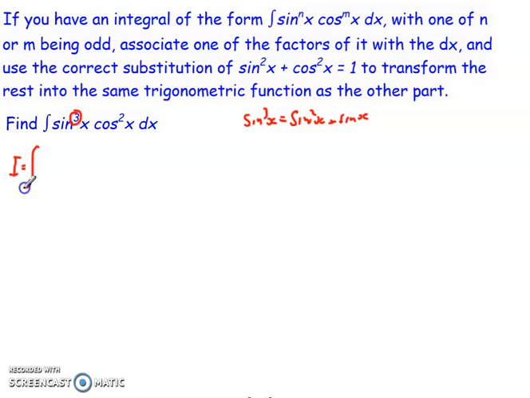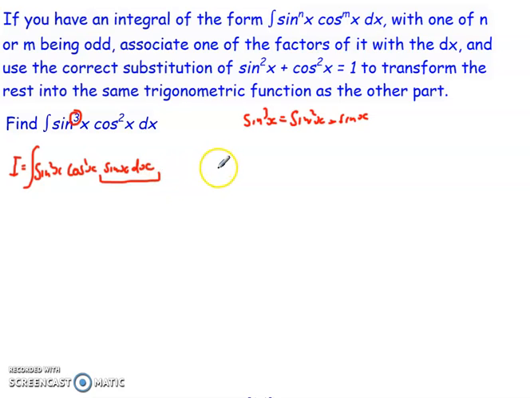So I would take my integral and I'd make it become sine squared x, cos squared x, then sine x dx. Now, this bit here is important because this is going to come into play later on for us to be able to use.